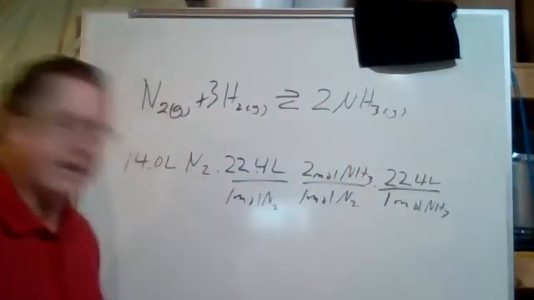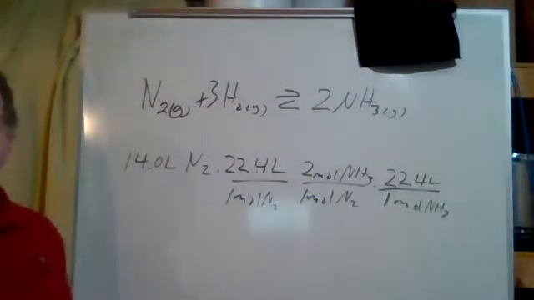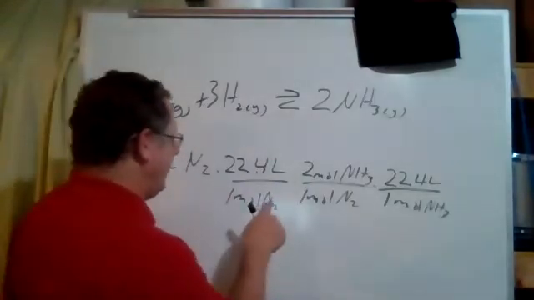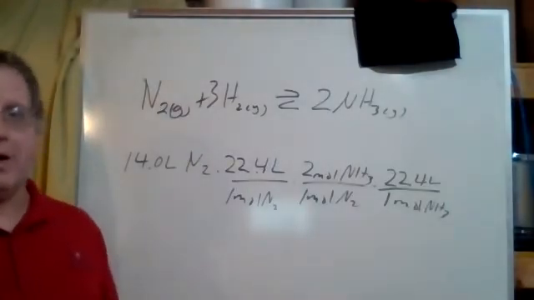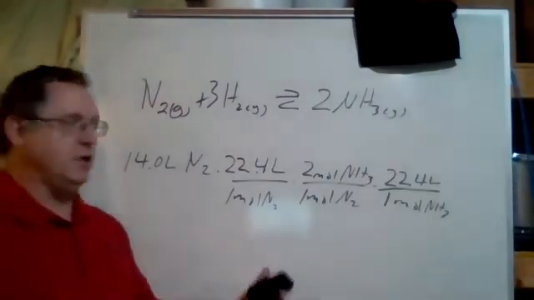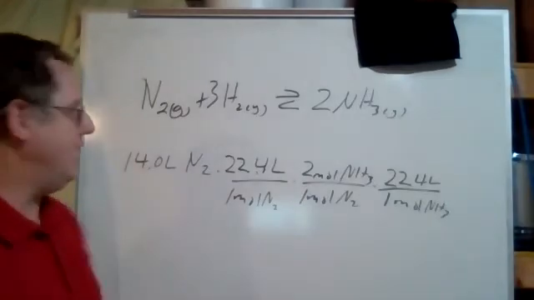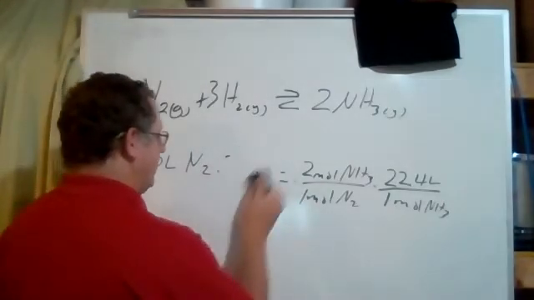Now, I made a mistake here. I didn't intentionally make a mistake, but I did, and you can figure it out, because if I look here, liters of N2 and moles of N2 are not going to cancel. So if you write the units out every time, like I say to, and you make a mistake, you will catch it. This is wrong. This is not written correctly.